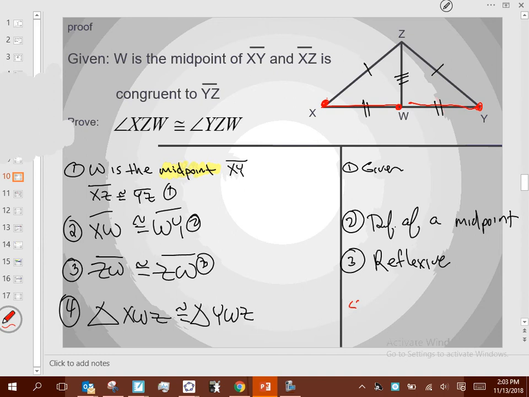So what is my reason when I show triangles congruent? There's always a 3-letter reason. What's my 3-letter reason here? Side, side, side. Okay? It's just a structure. Every time I show triangles congruent, guys, my reason over here will always be 3 letters. Always. Okay?